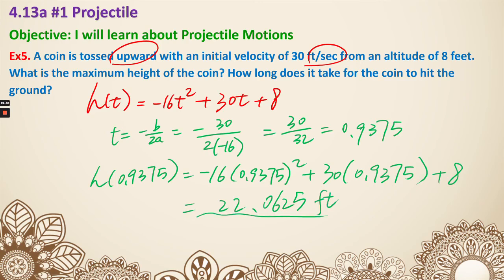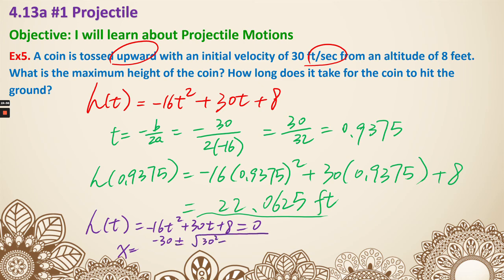Now set it to 0. Negative 16t squared plus 30t plus 8 equal to 0. Don't forget it's the quadratic formula. Negative b, negative 30, plus or minus the square root of b squared, so 30 squared, minus 4, my a is negative 16, my c is 8, all over 2 times the negative 16. So let's calculate it out.